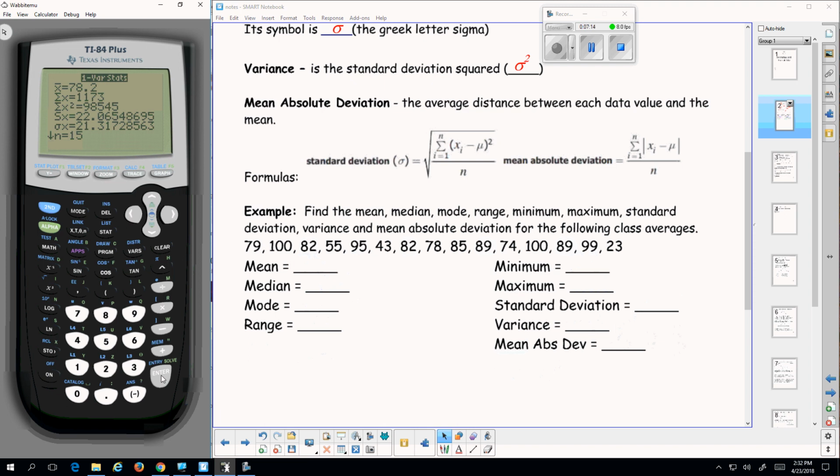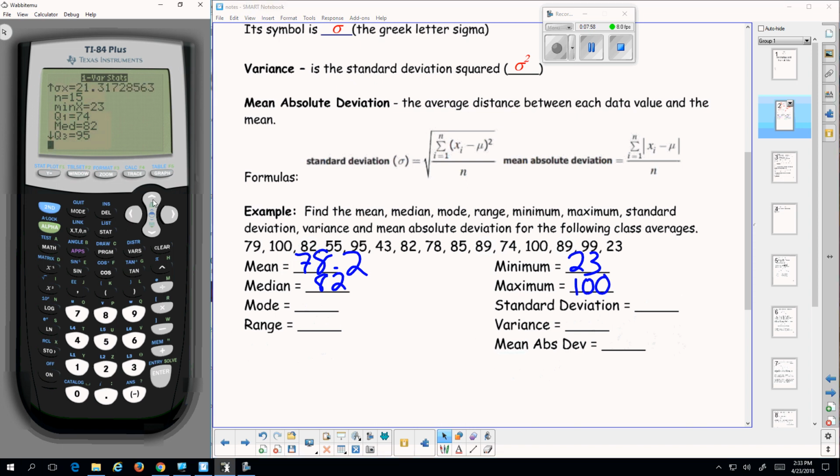And it gives you a lot of these numbers. It gives you the mean, because remember x bar means mean. It gives you the mean as 78.2. If you go down, it gives you the median right here. That's 82. If you keep hitting the up and down arrows, it does not give you the mode anywhere. So unfortunately, you're going to have to do that on your own. It also doesn't give you the range. It does give you the minimum. If you see min X right here, that's 23. And it gives you the max X, which is 100.